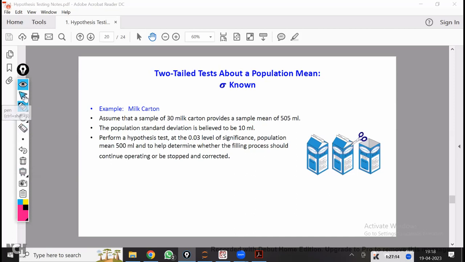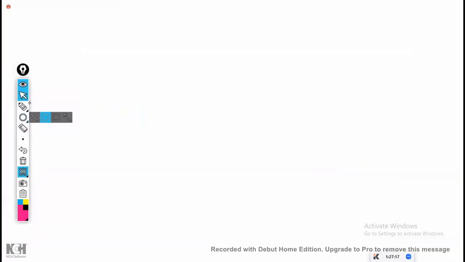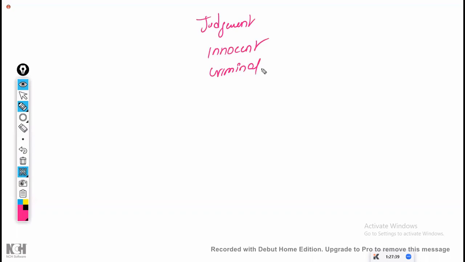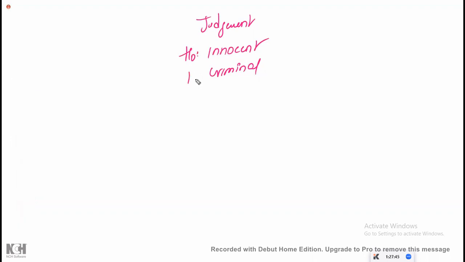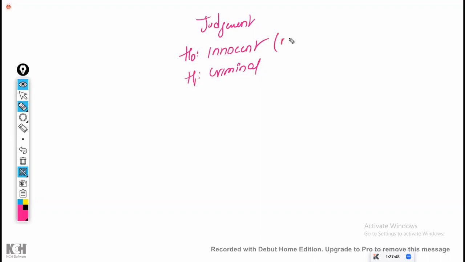Now, for example, let us take it like this. Earlier I told you about judgment. The judgment says whether the person is either criminal or innocent. We have two options: one is innocent and the second one is criminal. For innocent or criminal, which one is null and which one is alternate? Innocent is the null, criminal is the alternate. If the person is innocent, no action. If the person is criminal, we have to take the action.